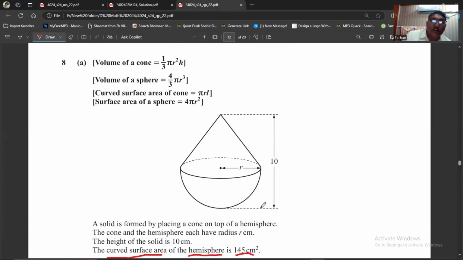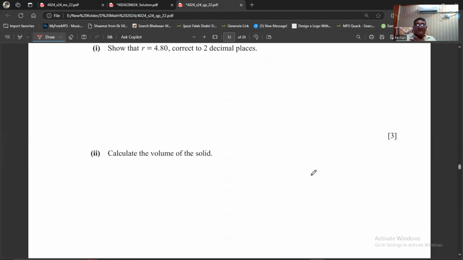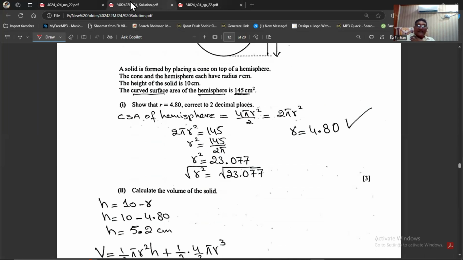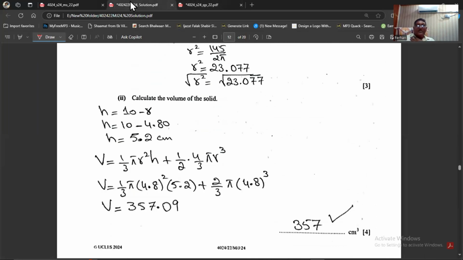One thing is very important. I know this is the radius of the hemisphere. So how much will this thing be? This will be 10 minus r. So the height of the cone is 10 minus r, and this is the radius of the hemisphere. So we know the radius now, so we can easily find out the height. I am showing you here.